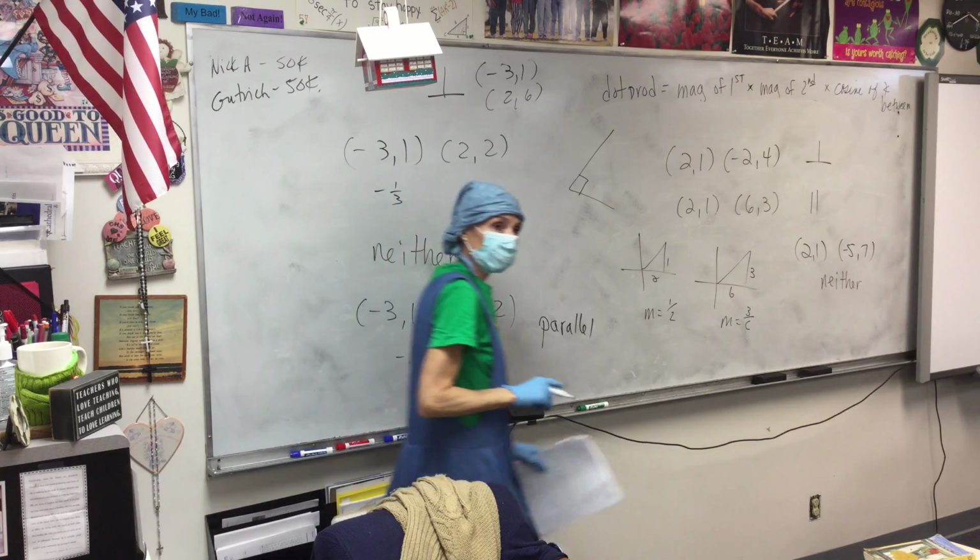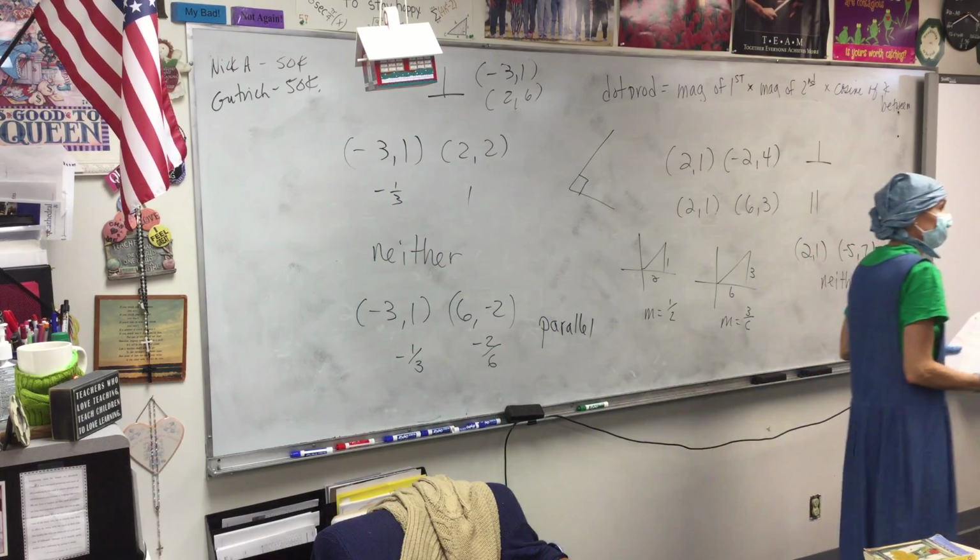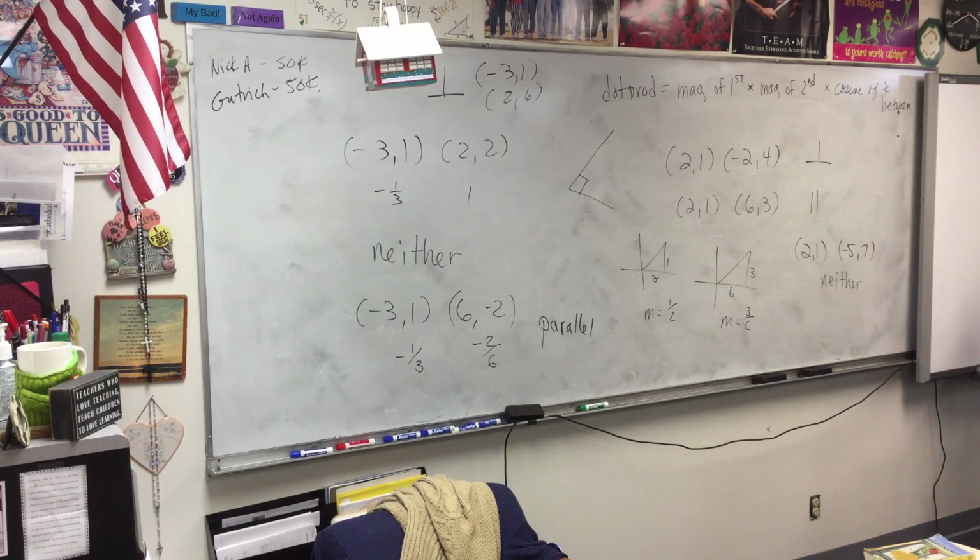Recap. How do we tell if vectors are perpendicular? If they have a dot product of 0. Period. Do the dot product. How do we tell if they're parallel? If their slopes are the same, or sometimes you can tell just by looking that they are multiples of each other. If they are multiples of each other or their slope is the same, they're going to be parallel. If they're not either one of those, then they are neither.